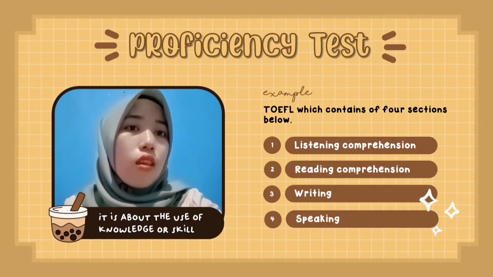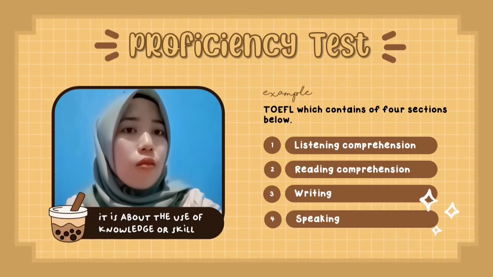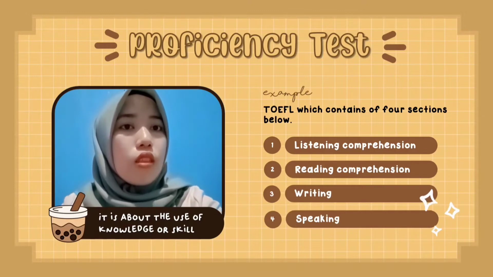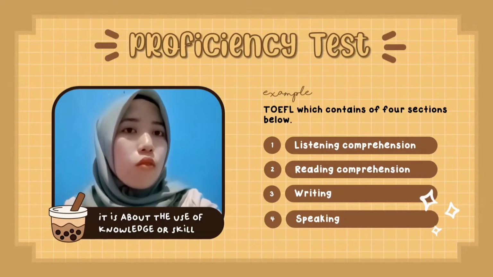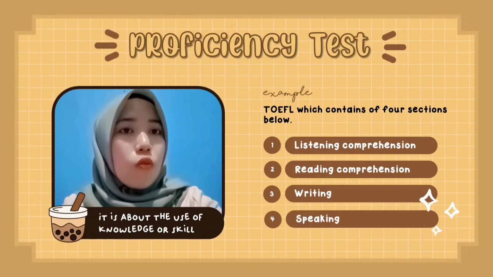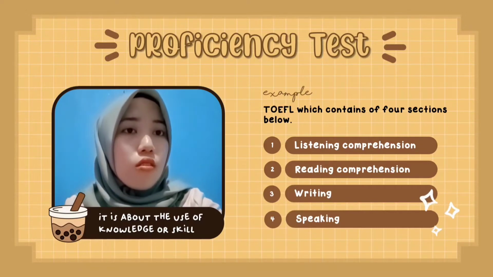whether this language ability is appropriate for certain language requirements, but the content of this test is based on the specification of what must be done in order to be considered proficient. Proficient here means mastery of adequate knowledge or skills. An example of a proficiency test is TOEFL, which measures your proficiency in English.